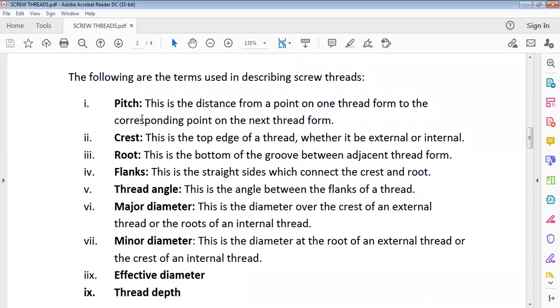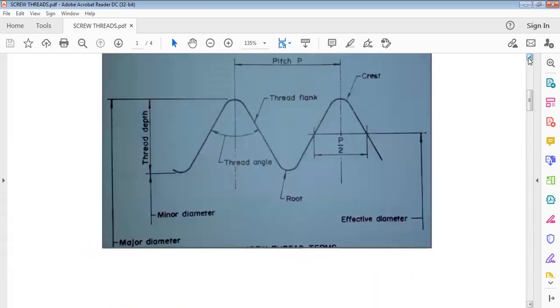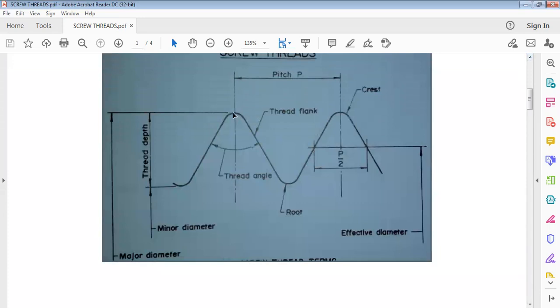So we have the pitch. The pitch is the distance from a point on one thread form to the corresponding point on the next thread form. If you look at this picture here, the pitch runs from this point on the thread here to this point on the thread here. This point is the crest, as you can see here, and this is also the crest. So the distance between a point on a thread and the next thread is known as the pitch.